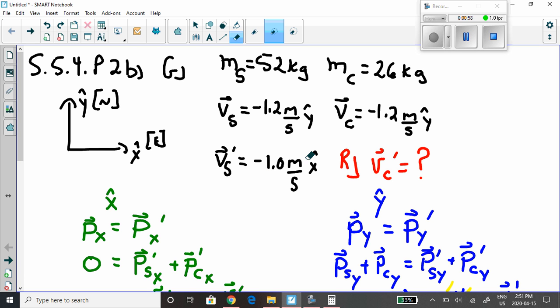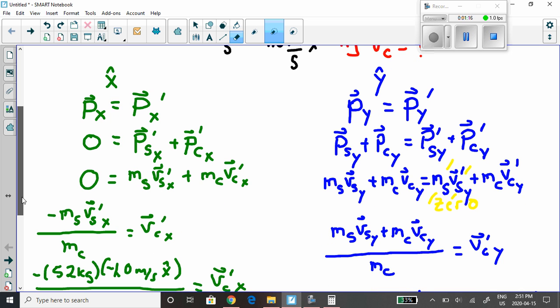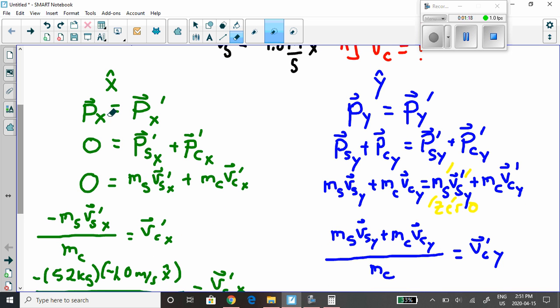What do we have to find out? Well, we want to see what the velocity of the cart is after or as the student is walking. That's the prime now. That's the question mark. Prime as the student is walking, no prime before the student was walking. So we break it down into components, x and y. That's what we do. So we have conservation of momentum, x components conservation.